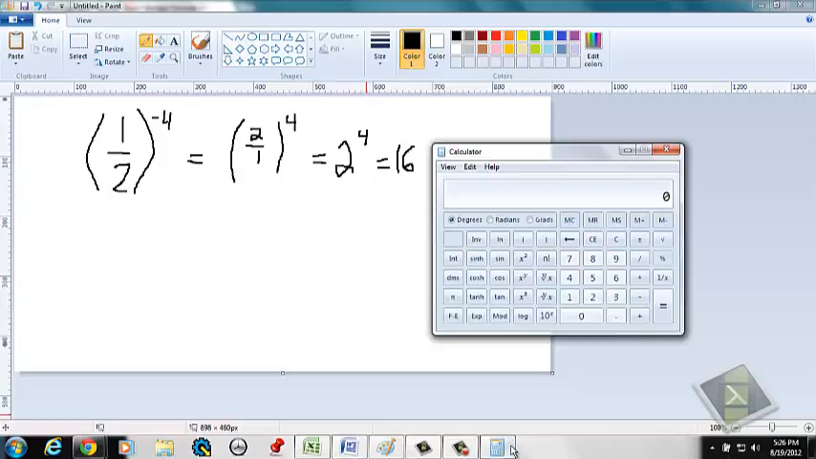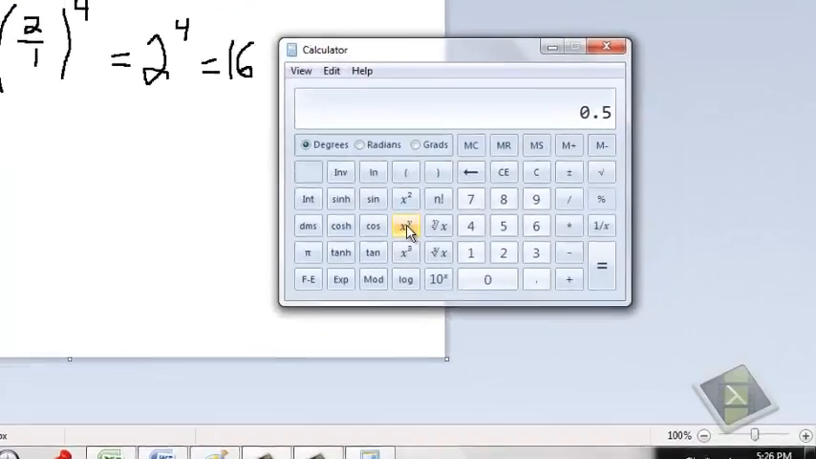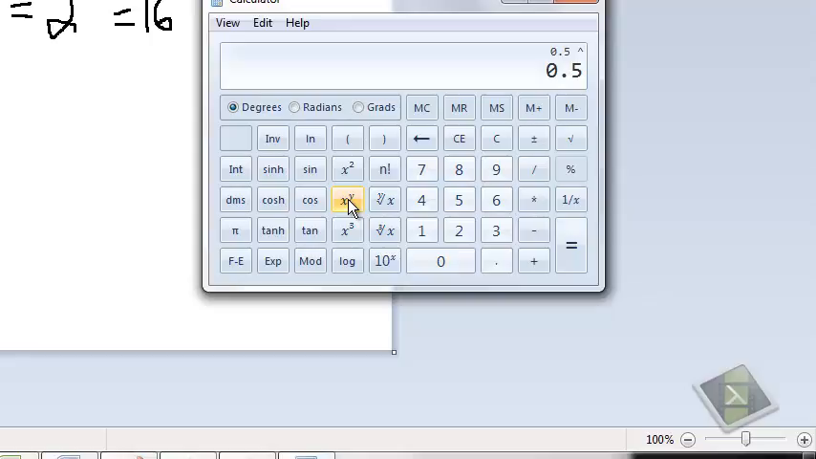So even if you weren't 100% sure of that, you could always just check that. 1 divided by 2 is 0.5 and raise it to that x to the y button. That's raising it to a certain power. Oops, I didn't do that right. Hang on.